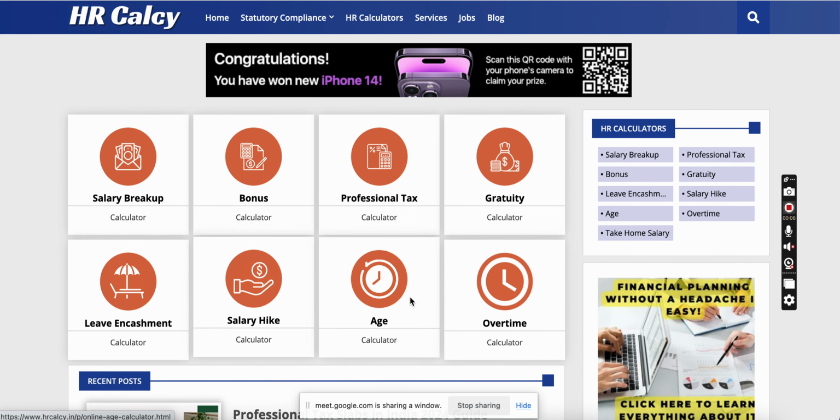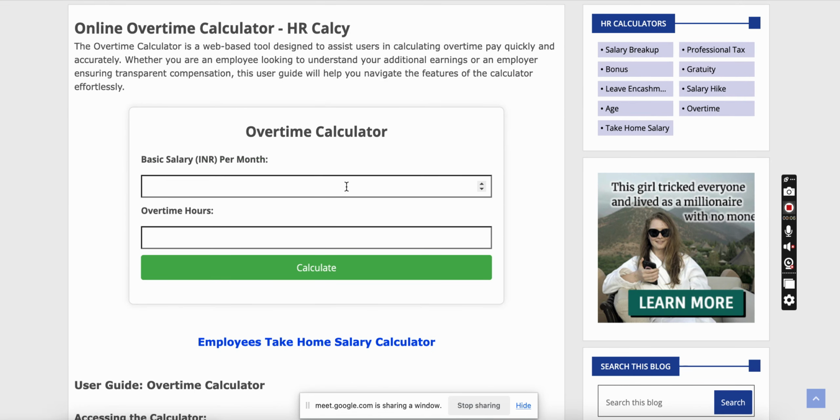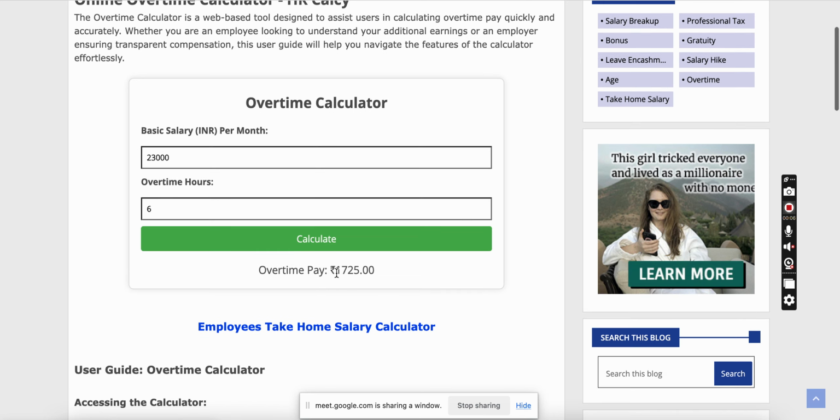Okay, salary hike is a normal one. Overtime calculator, people don't know. If they have worked overtime, suppose my basic salary is 23,000 and I work 6 hours, then this is what I should get in a month as my overtime.